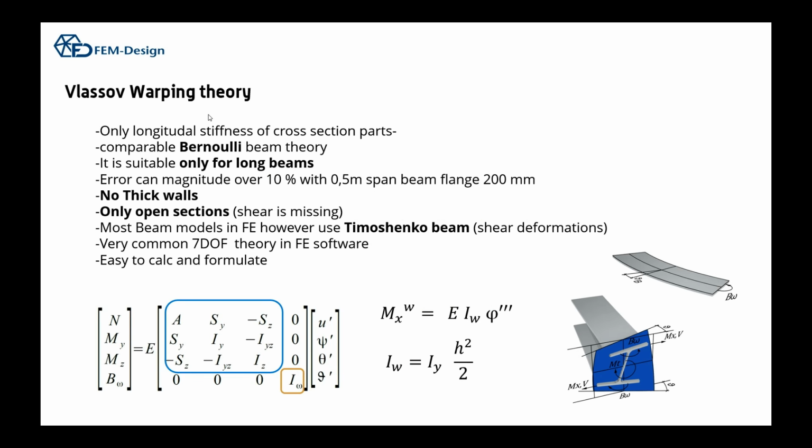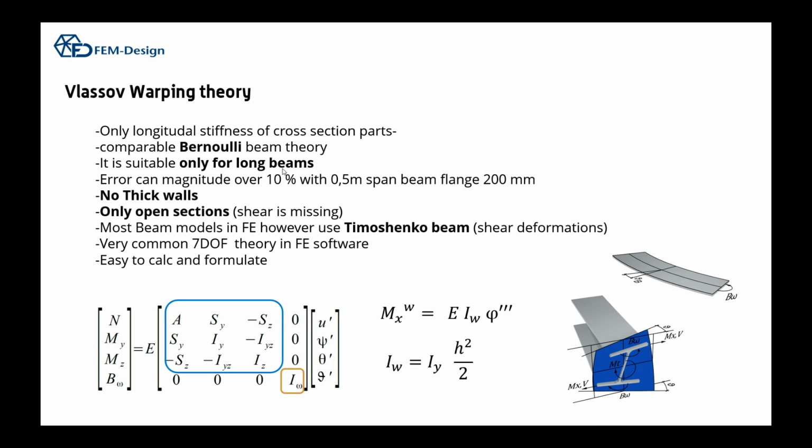So we start with the Vlassov theory, and this is probably the theory you have been using if you have used finite element software with 7 degrees of freedom. And it compares to the Bernoulli beam theory, which means there are no shear deformations in the beams. So if the beam is getting shorter and shorter, you get some error in your calculations. And if you have a half meter long beam with flanges 200 millimeters wide, you can get almost 10% error from the exact solution. So Vlassov warping theory does not allow thick walls, so it's only for thin walls, and only for open sections, because the shear component of the warping is missing there.